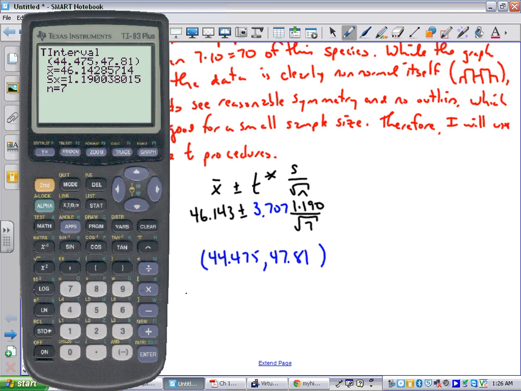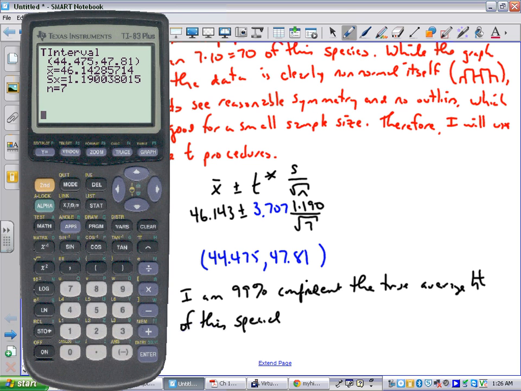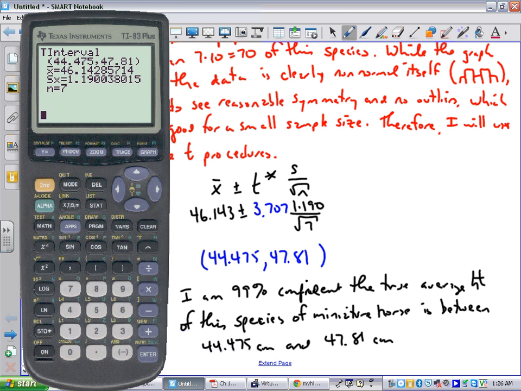And writing a conclusion in context, I am 99% confident the true average height, or shoulder height, of this species of miniature horse is between 44.475 centimeters and 47.81 centimeters. And that's how you'd work the confidence interval with a single sample.